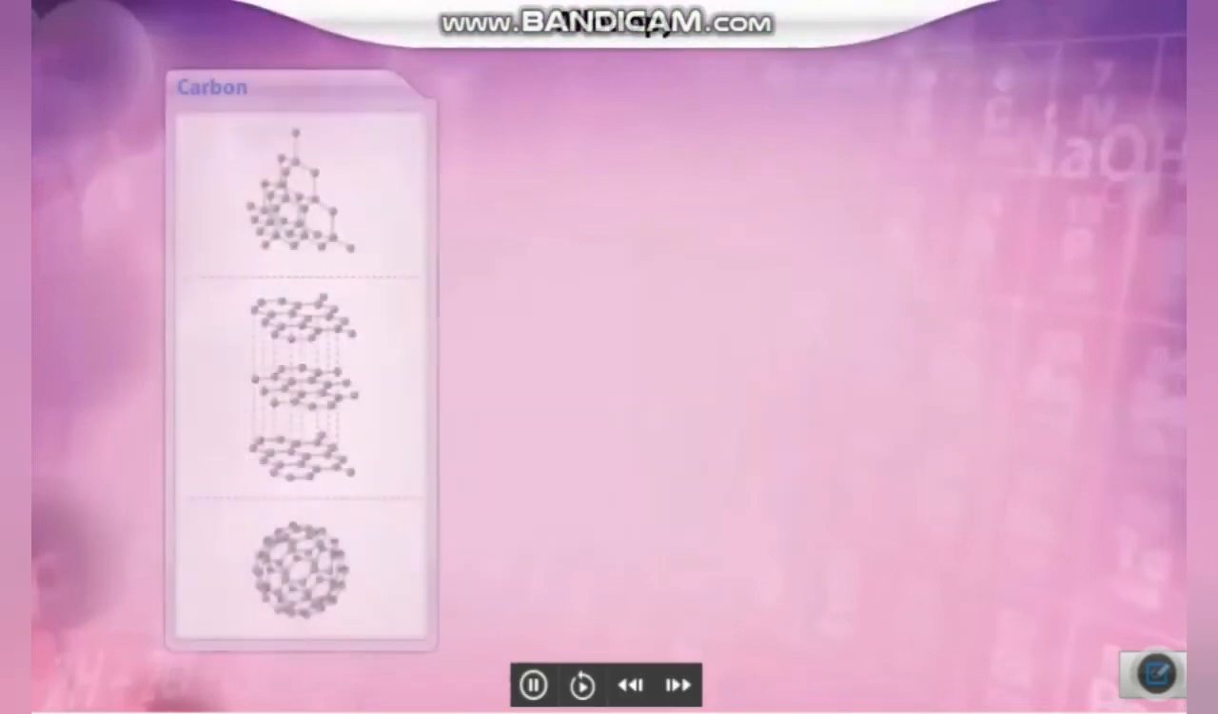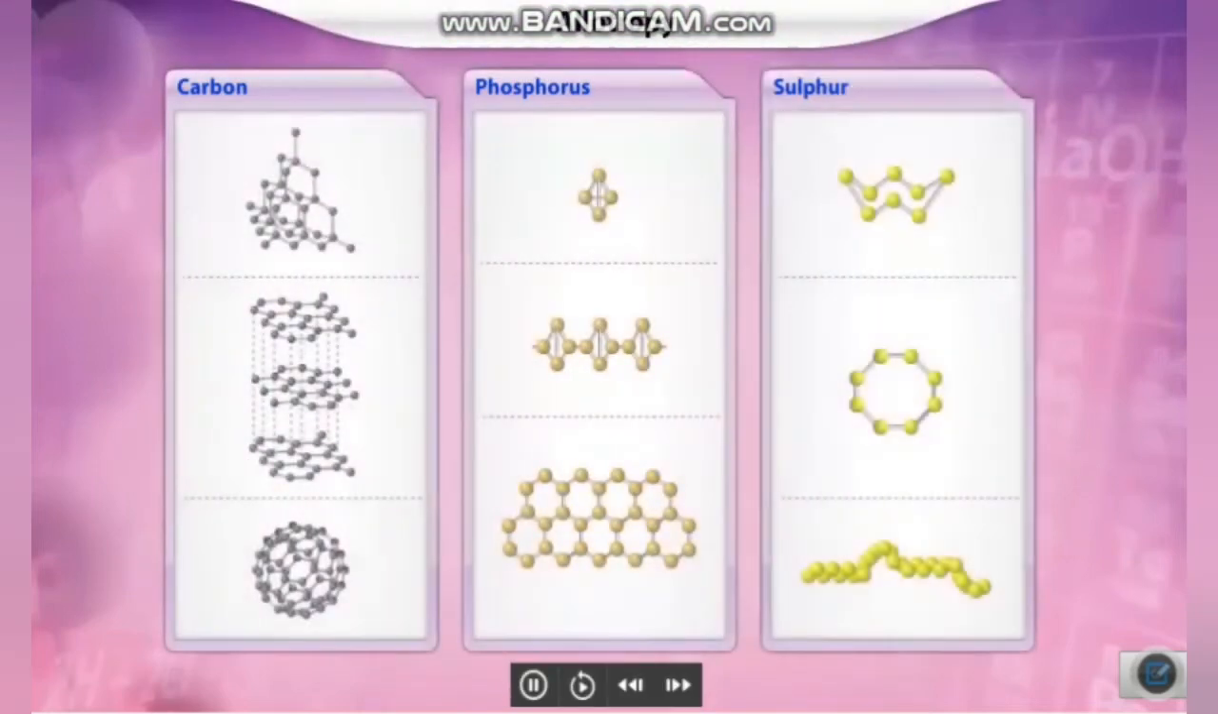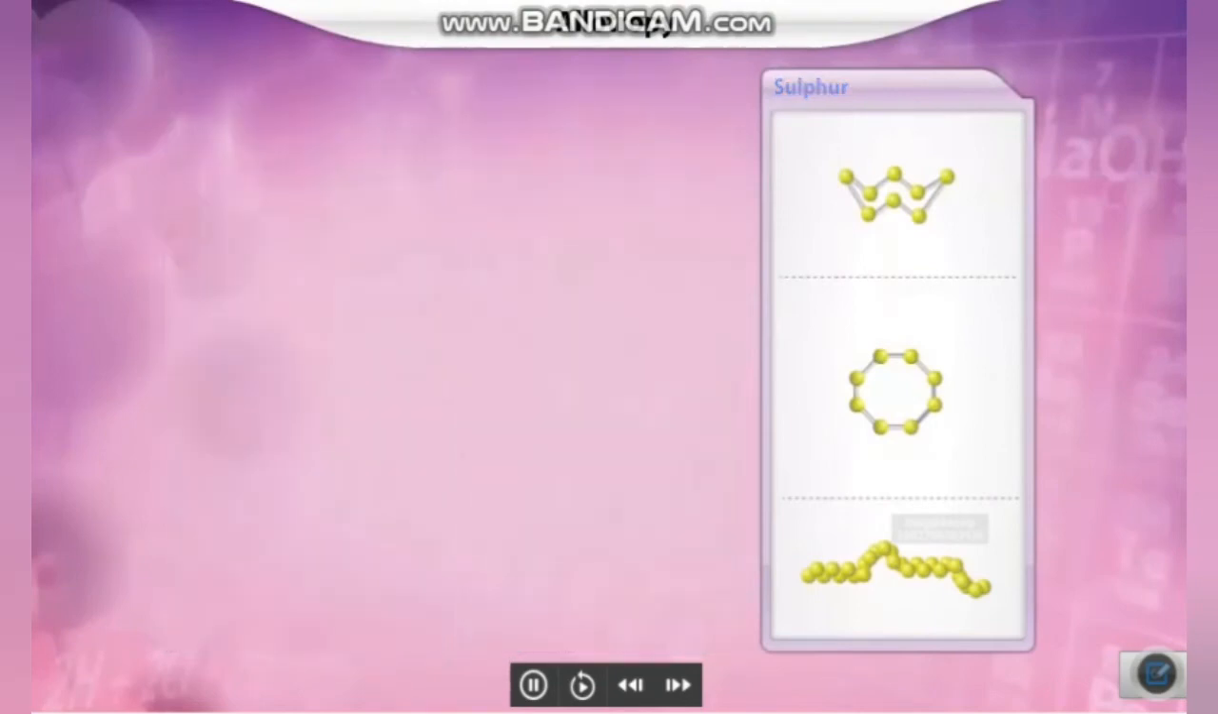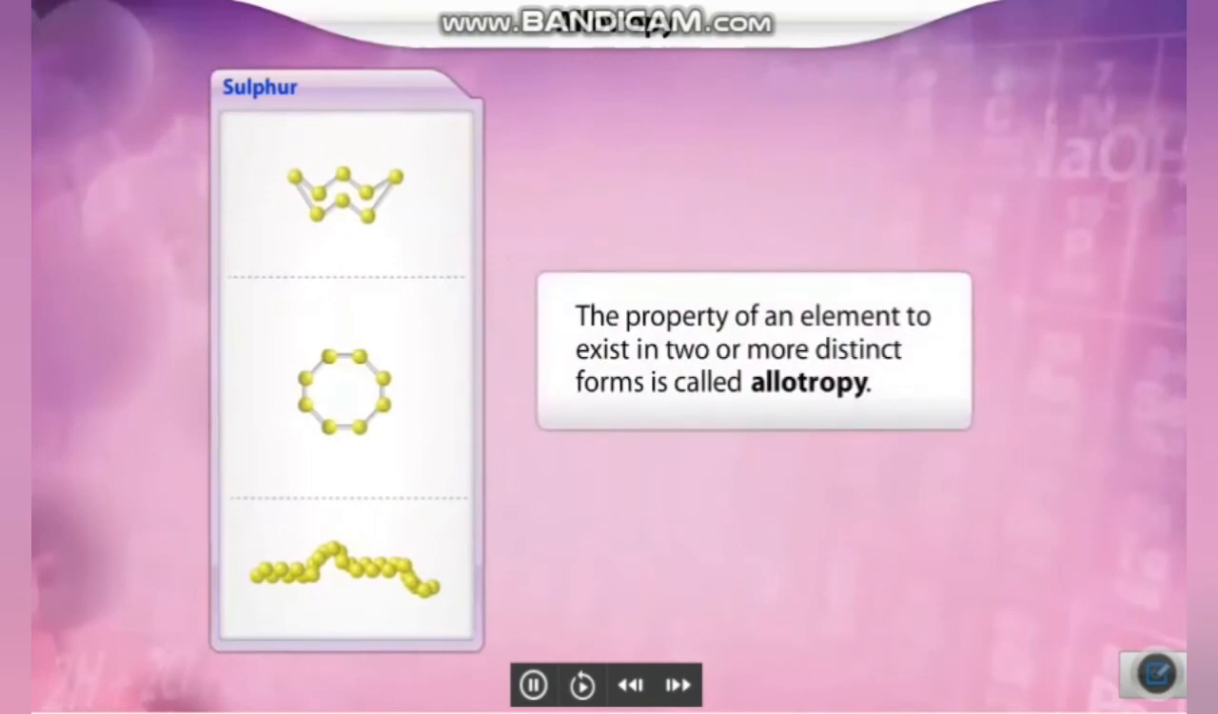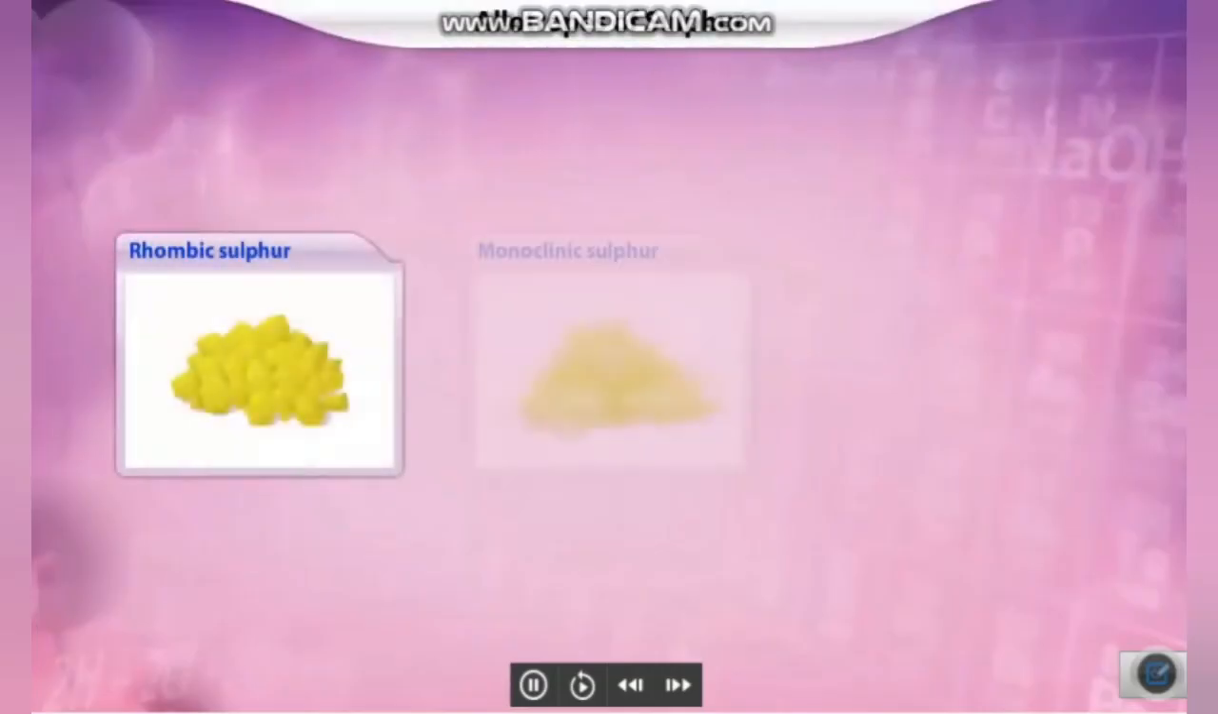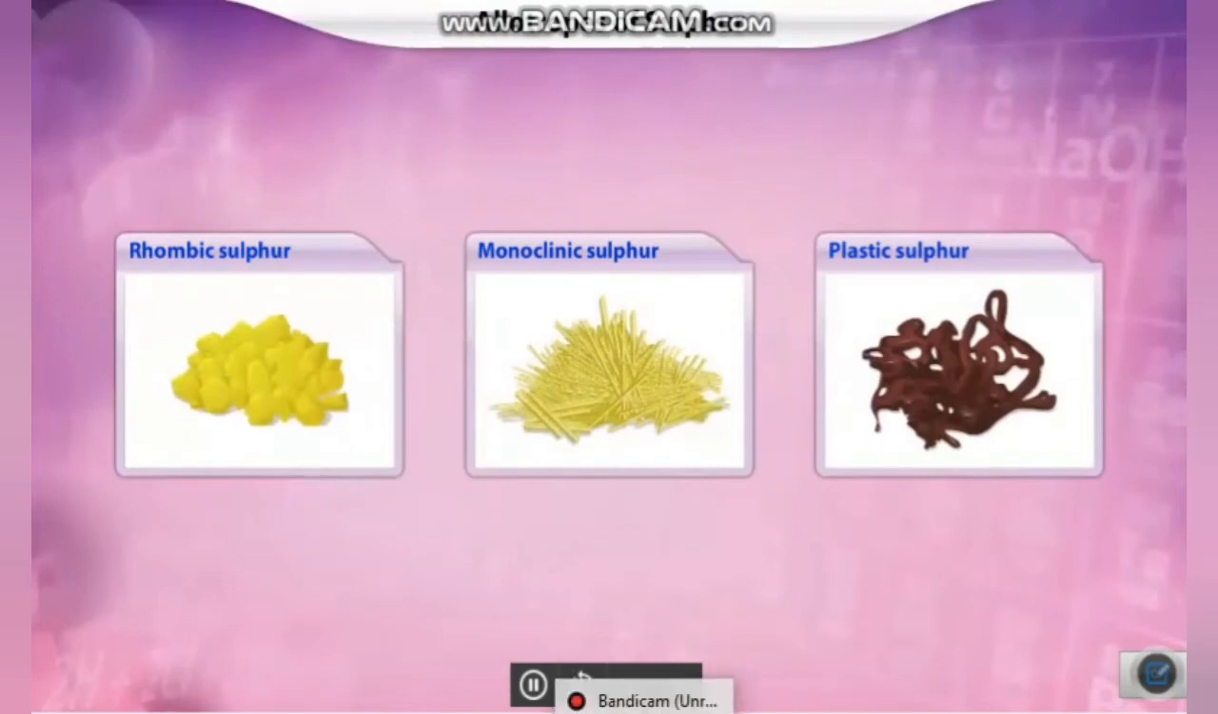Some elements like carbon, phosphorus and sulfur exist in two or more distinct forms. This property of an element to exist in two or more distinct forms is called allotropy. Let's learn about the allotropes of sulfur in detail. Sulfur exists in different allotropic forms in nature. The three different allotropes of sulfur are rhombic sulfur, monoclinic sulfur, and plastic sulfur.